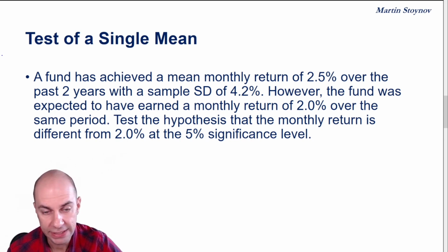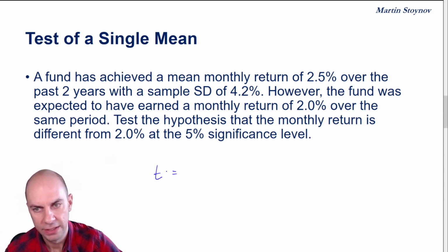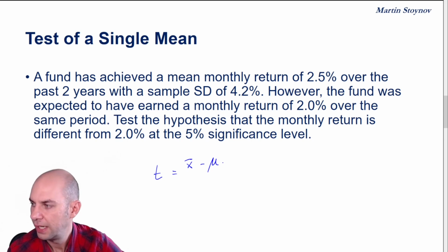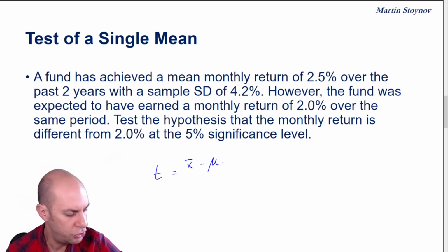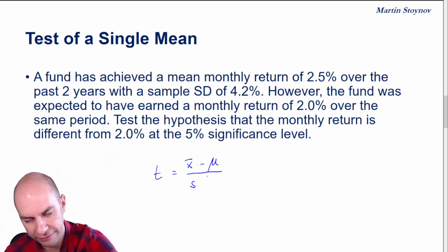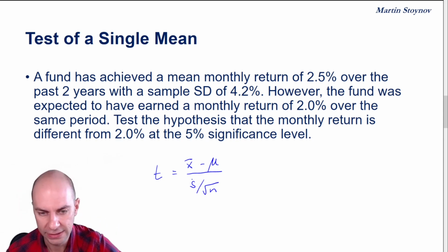The formula for this t-test is the sample mean x bar, take away the hypothesized mean mu, divided by the sample standard deviation divided by the square root of n. So here our denominator is effectively the standard error. Okay, so let's read our question.